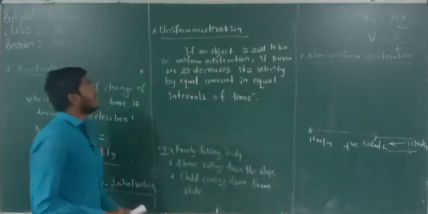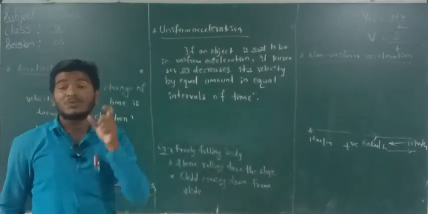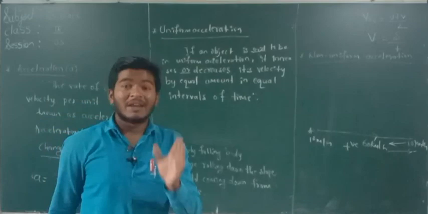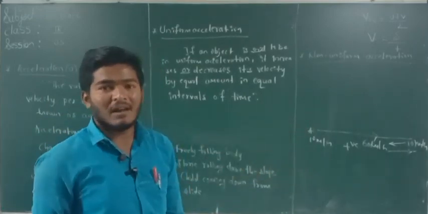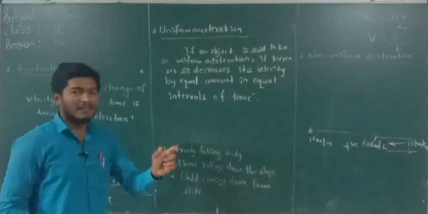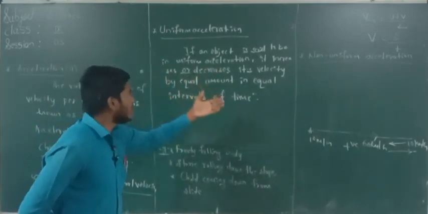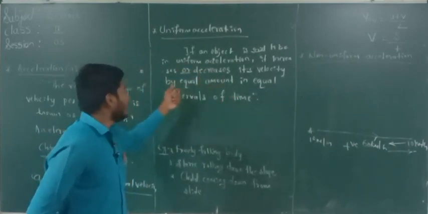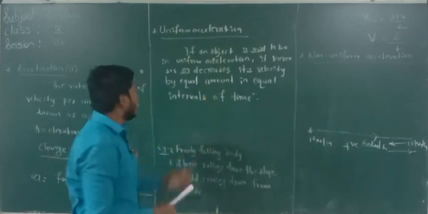What is the meaning of uniform acceleration here? If an object moves with uniform acceleration, it increases or decreases its velocity by equal amounts in equal intervals of time.